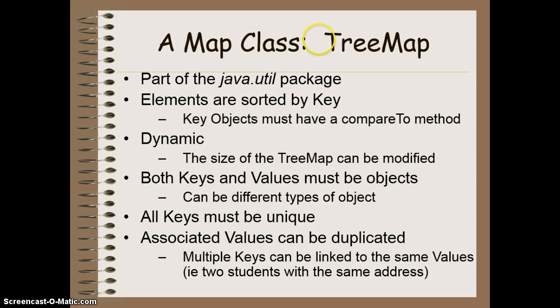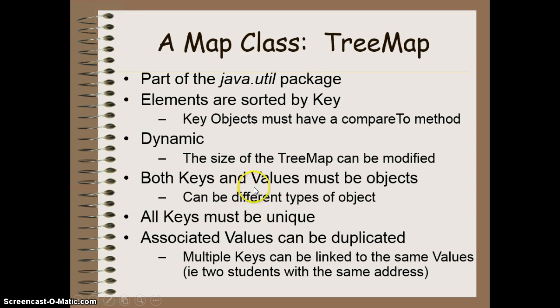Okay? When you're doing this, all of your elements are going to be arranged in order by the key. So if I had my keys being integer values, they would be organized from lowest to highest. If my key was going to be strings, they'd be arranged in alphabetical order. If it's going to be some other type of object, then that object must have a compareTo method so that it can be ordered properly. Tree maps are dynamic, so the size of the tree map can be modified in real time. As I add more elements and keys, it will expand in size.